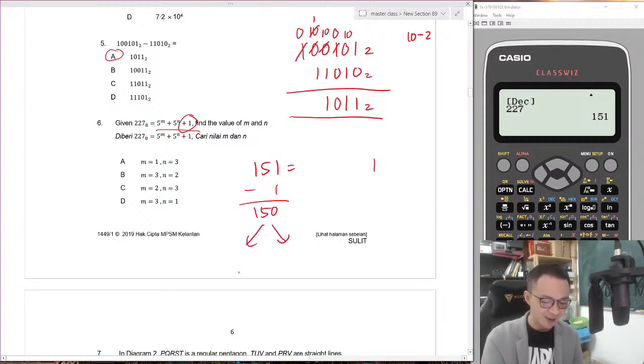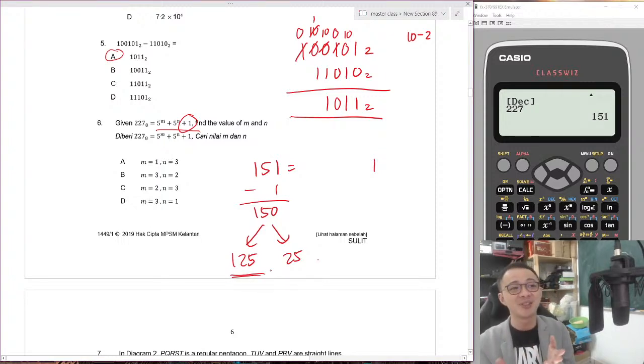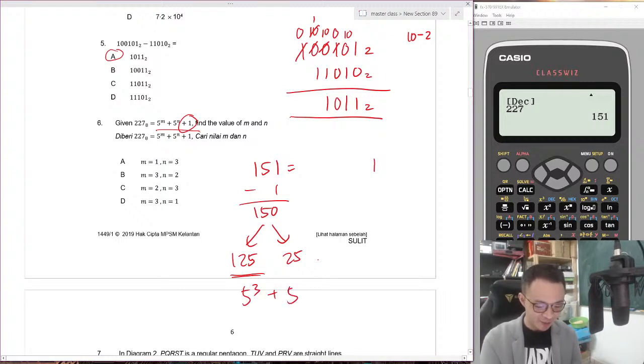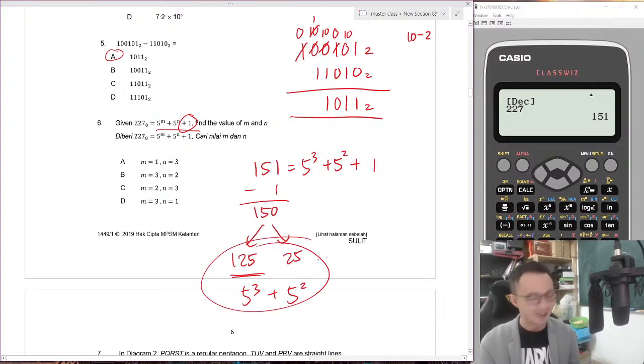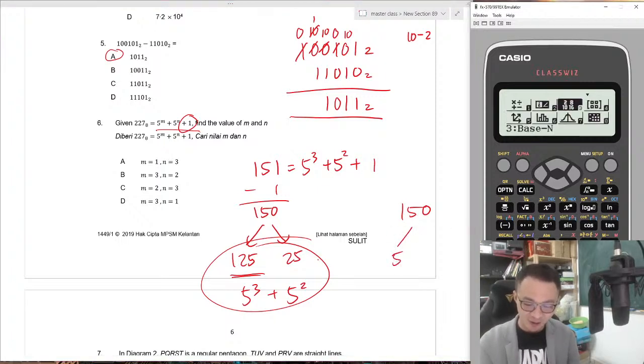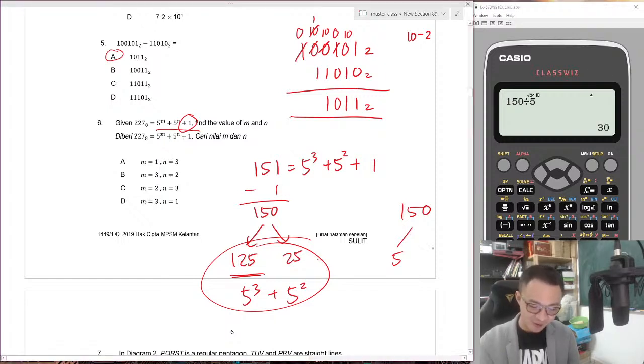So 150, I know is 125 plus 25. And you ask me, sir, how do you know 125? Because right now I want everything in power of 5. So this is 5 power of 3 plus 5 power of 2. So this one will be 5 power of 3 plus 5 power of 2 plus 1. Just in case you couldn't get this, you say, sir, I cannot think of this in the exam. What you can do is something like prime factorization, dividing by 5. 150 divided by 5, you get 30, okay? Then you divide by 5 again, you will get 6.